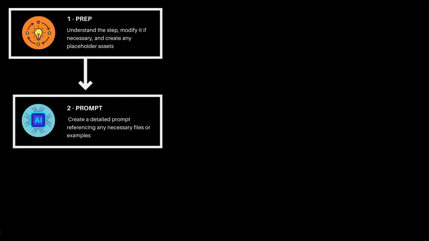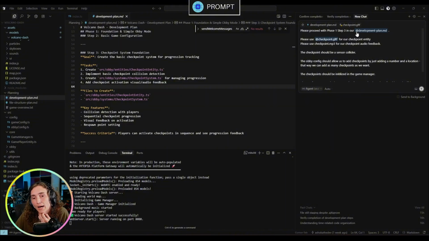Okay, so I have kind of a long and detailed prompt here, but I will read it to you. It says, please proceed with phase 1, step 3 of our @developmentplan.md. Please use @checkpoint.gltf for our checkpoint entity. Please use checkpoint.mp3 for our checkpoint audio feedback. The checkpoint should be a sensor collider.